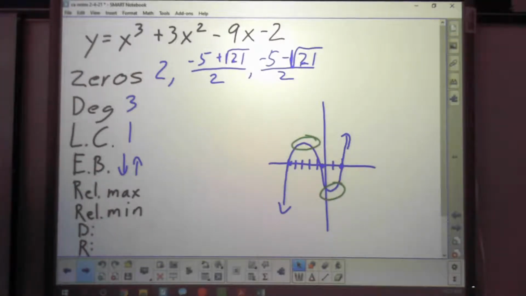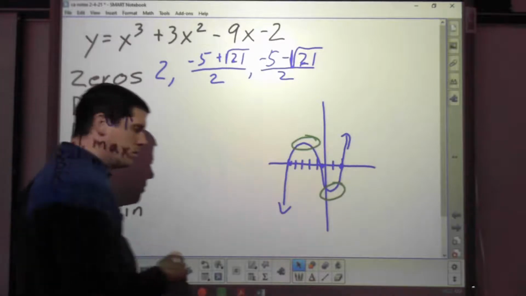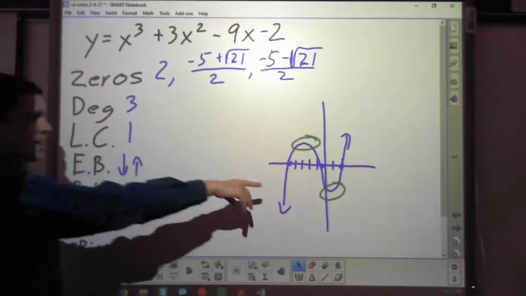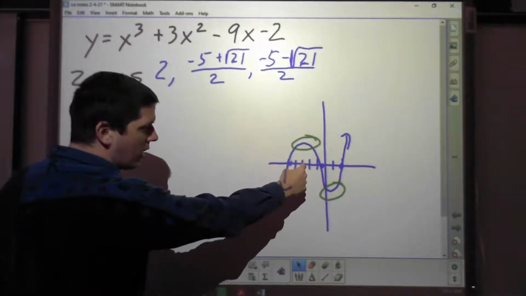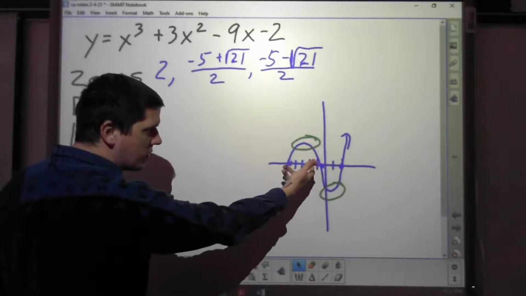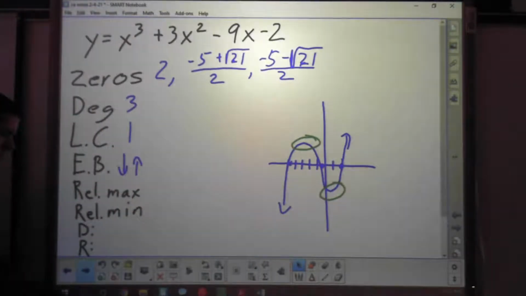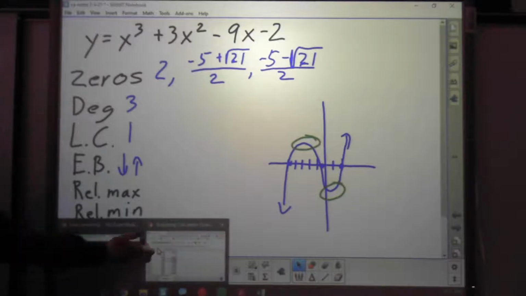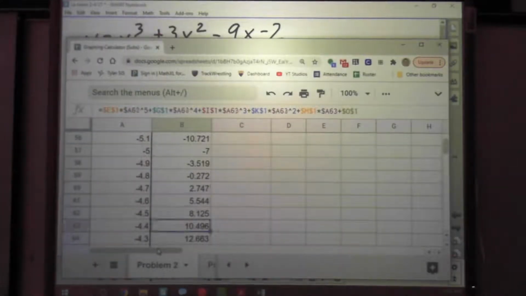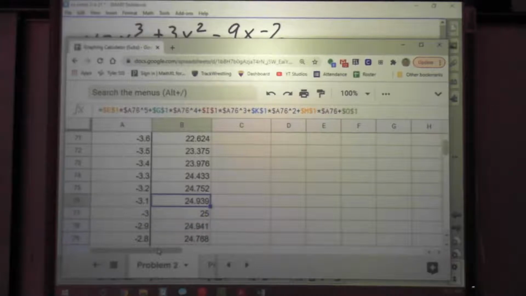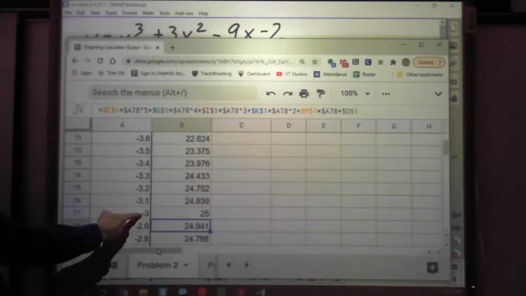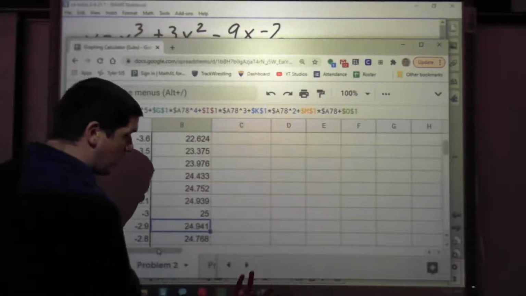So relative max. Let's go ahead. Again, we can see it's probably somewhere around -3-ish, sorry, based on what I have. So let's investigate around -3, just to see what's going on here. So we get 25. Hey, look, 25 is definitely higher than those decimals there. So my exact maximum in this problem is -3, 25.